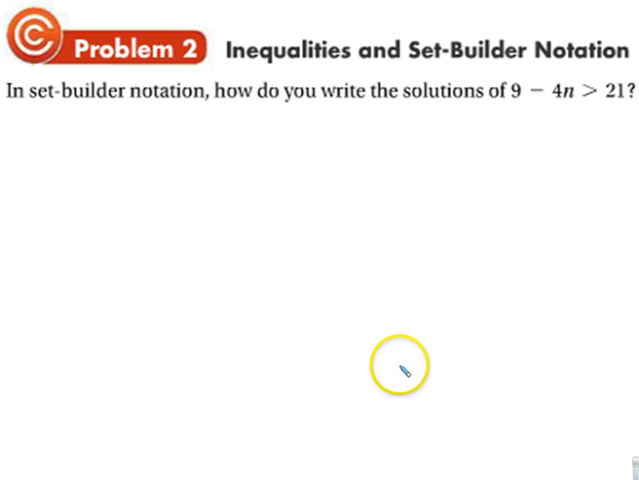Okay, now we want to solve this. We've been working on this for a little bit now, and we want to go through the process of solving this first. So we're going to subtract 9.